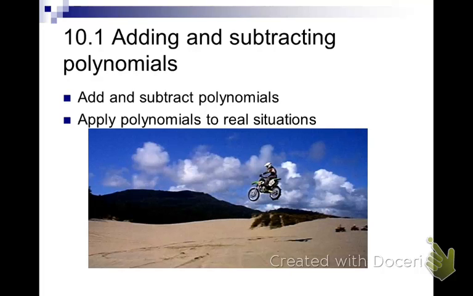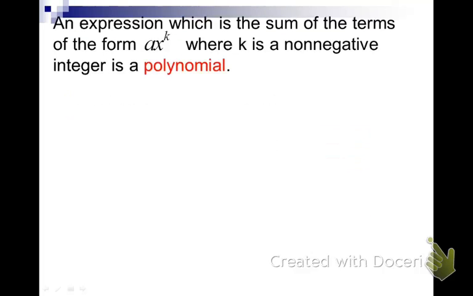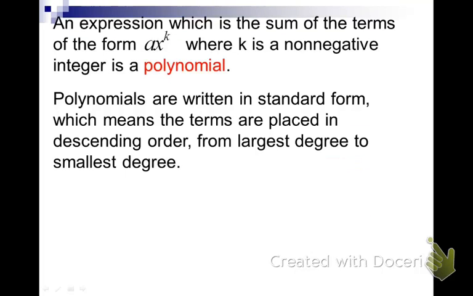Okay, we're in chapter 10, and section 10.1 is on adding and subtracting polynomials. A polynomial is a collection of terms being separated by addition and subtraction symbols. And so 2x cubed plus 5x squared minus 4x plus 7 is a polynomial written in standard form. That means it's in descending order. The largest degree term is listed first, and then the constant is listed last.